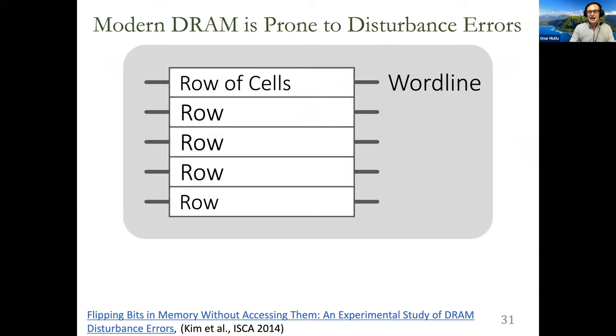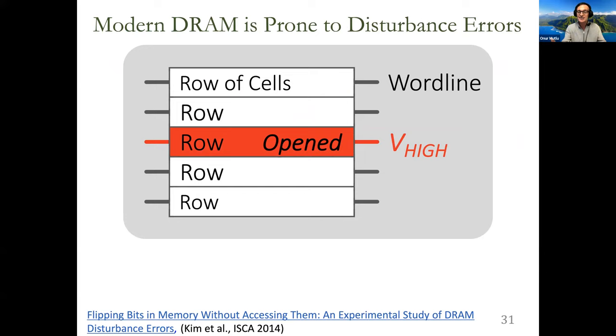Basically, if you activate one row, which means you apply high voltage to the word line so that you can read something from that row, you open the row, and you can read data from that row. If you want to read data from some other row, you normally deactivate this row. This is called pre-charge in DRAM: apply low voltage to that word line.